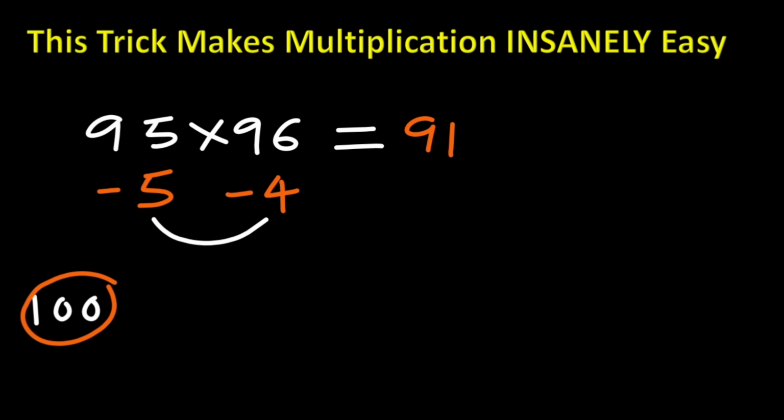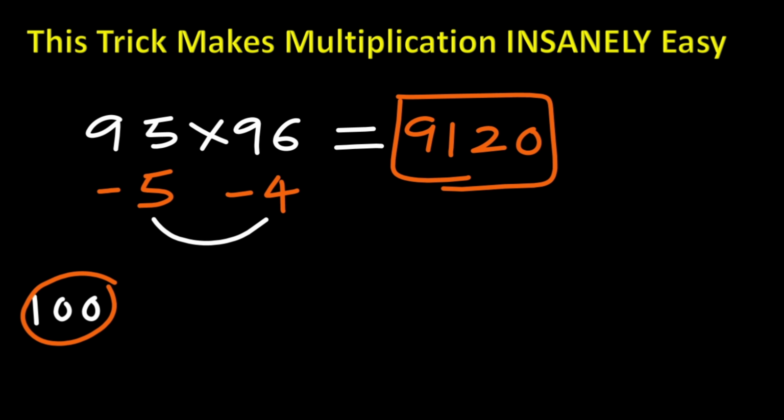5 times 4 gives you 20. So the answer is 9120. The product of 95 and 96 is 9120. All right, let's see the next example question.